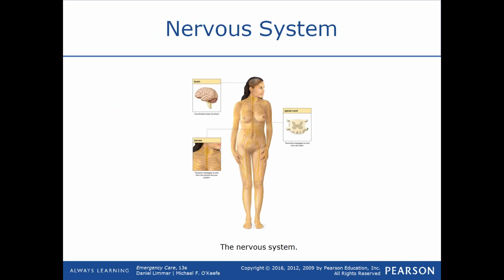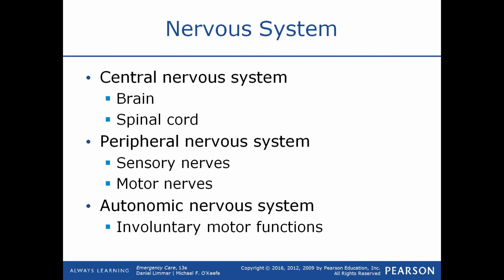The nervous system is made up of the brain and the spinal cord, as well as the peripheral nerves, which include sensory nerves, motor nerves, but it also includes a very important system known as the autonomic nervous system, which is made up of the parasympathetic nervous system and the sympathetic nervous system.